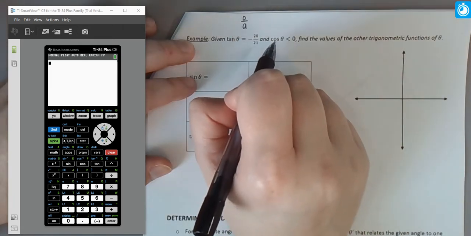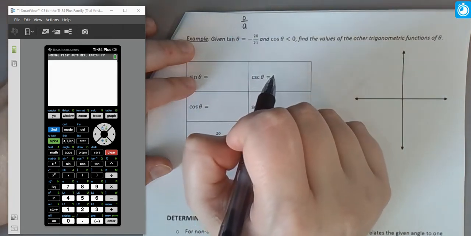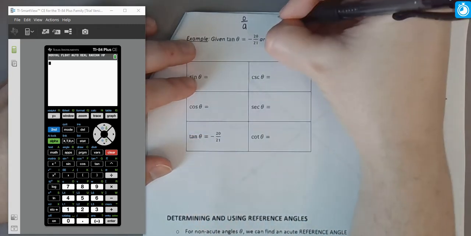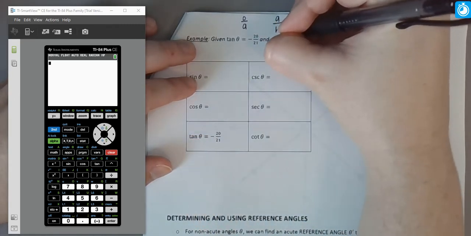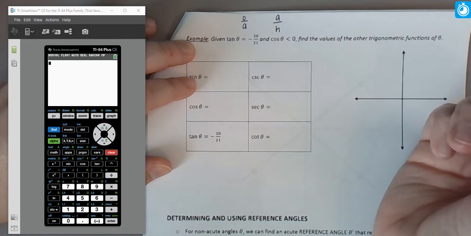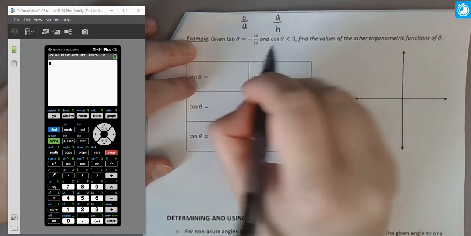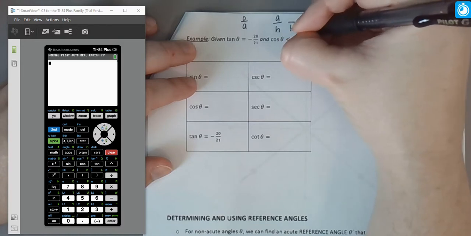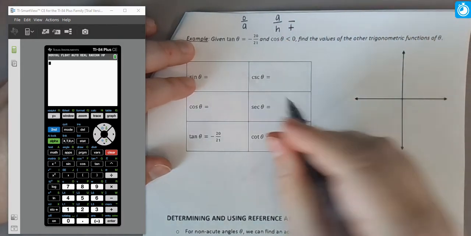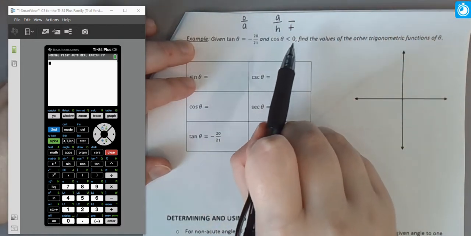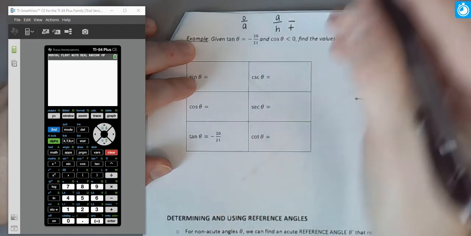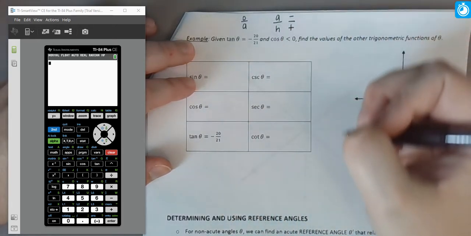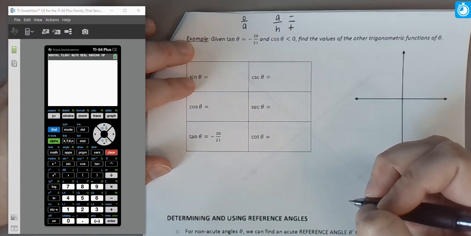Now what about the cosine? We know that the cosine is less than 0. So adjacent over hypotenuse is going to be a negative number. It's going to be less than 0. Well, we know hypotenuse has to be positive. Remember, that's always defined as a positive distance. So if the result comes out negative, then that means the adjacent side has to be negative.